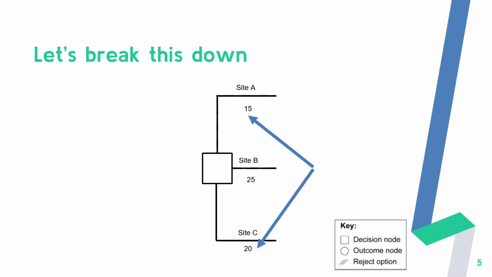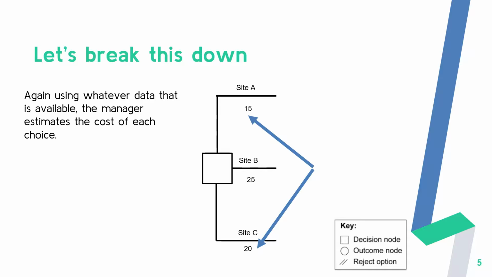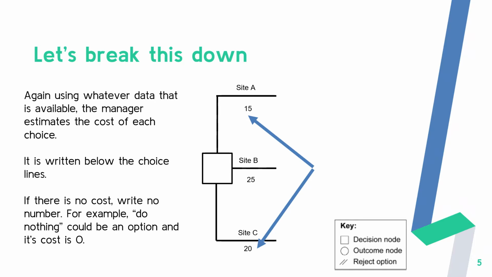It's drawn and labeled for our different decisions. Now we're going to put the cost of each option. We know that we get this either from the paragraph or from our chart. In this case, it is written below the line. So site A is going to cost us $15,000, site B is $25,000, and site C is $20,000. There might also be a time when there's no cost for the option. So for example, if you have do nothing, you would write 0 because it doesn't cost anything. So here you can see we now have our costs on our decision tree.